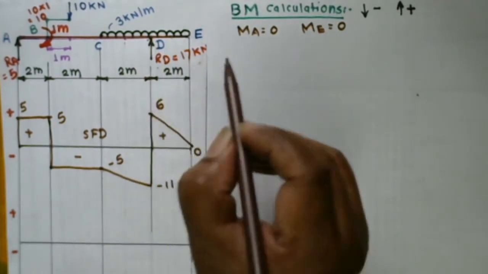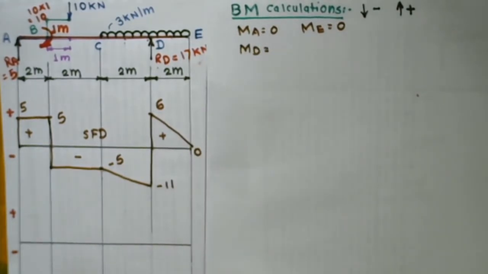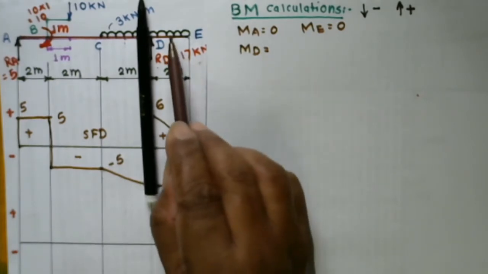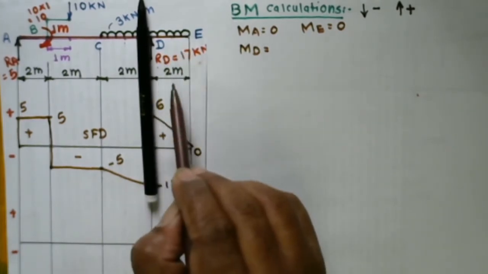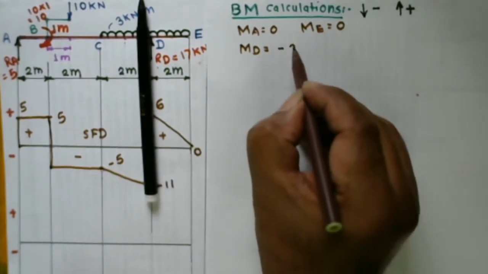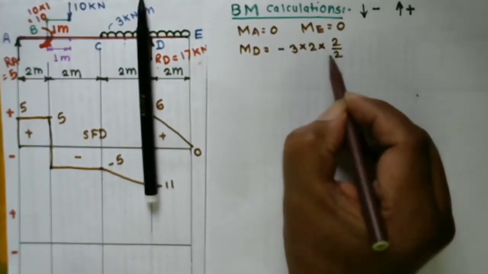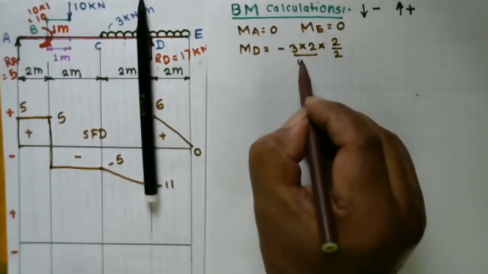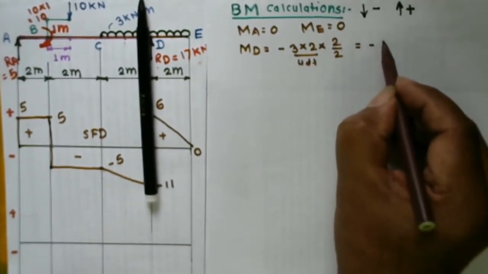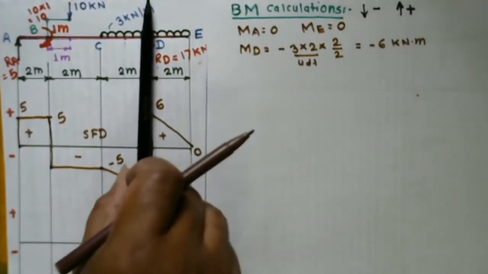So our next point is D. We are taking the moment at point D. If we take a section at point D here, on the right hand side we are getting only a 3 kilonewton force, which has a distance of 2 meter. So with the sign convention, minus 3 into 2, it is acting at the center, 2 by 2. So 3 into 2 shows the UDL, and 2 by 2 is the span, so this is minus 6 kilonewton meter.